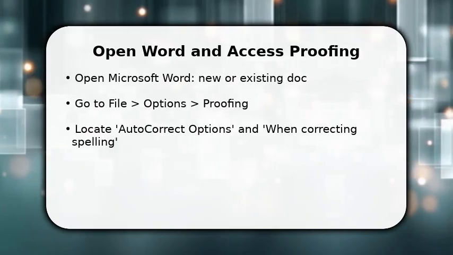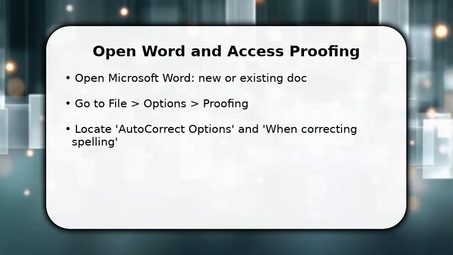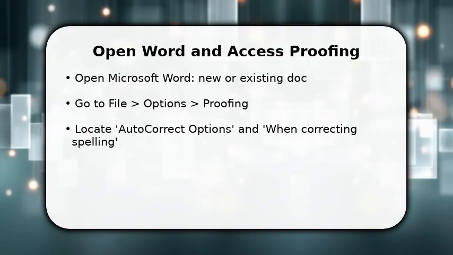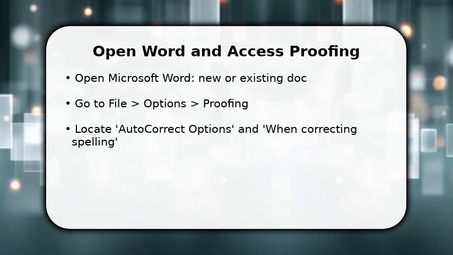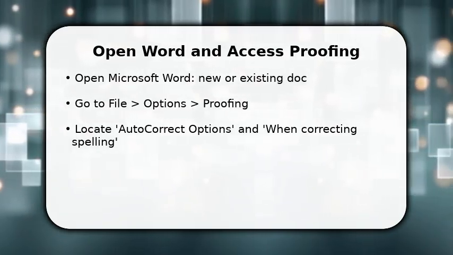This is the first actionable step because it exposes the controls you will disable. If you don't see options, ensure Word is active and not in read mode before continuing.